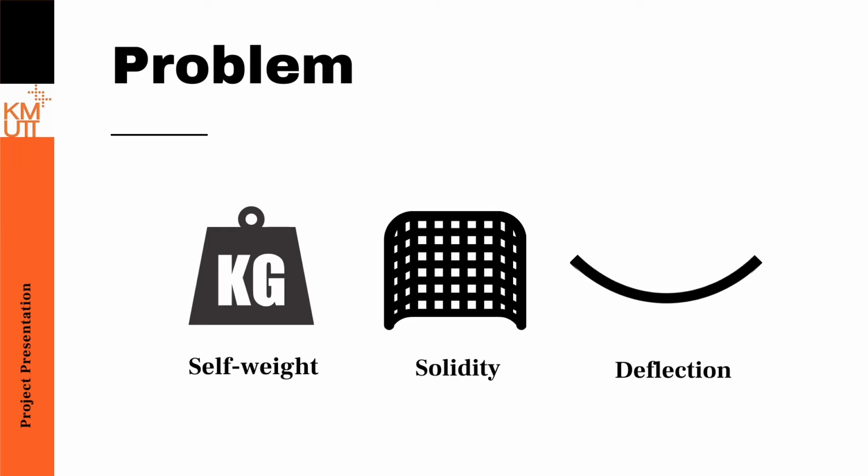We will compare the results in the form of self-weight, deflection, and solidity ratio, which is the occupied area to gross area. These are the main factors that the owner will consider in deciding what type of transfer structure they want to use.